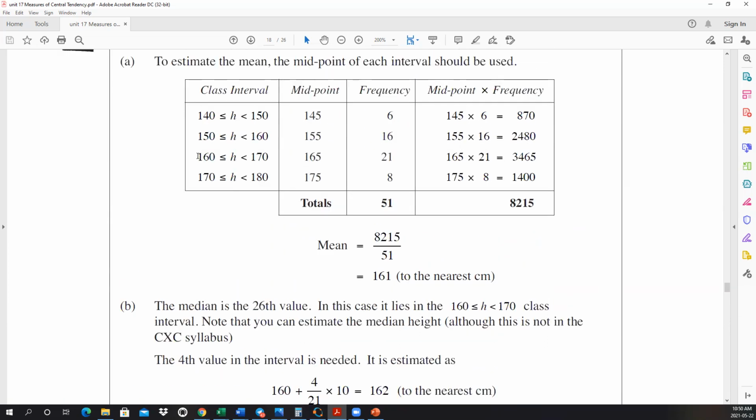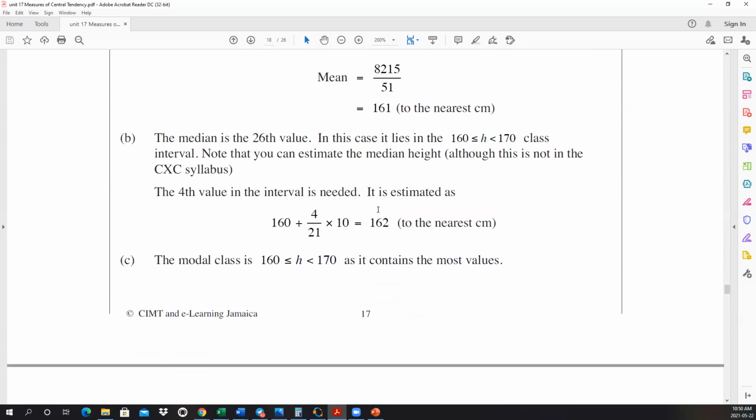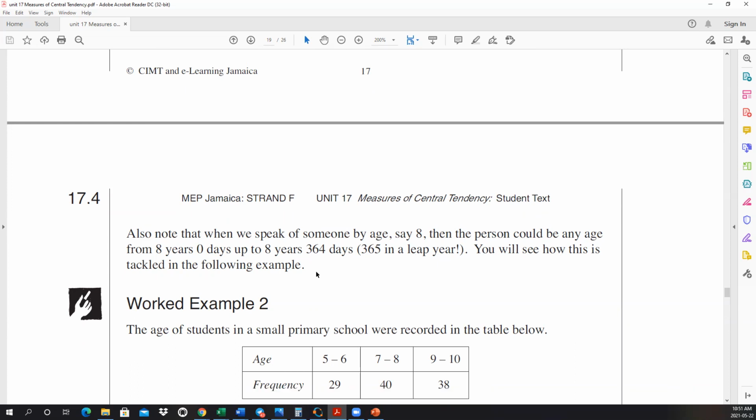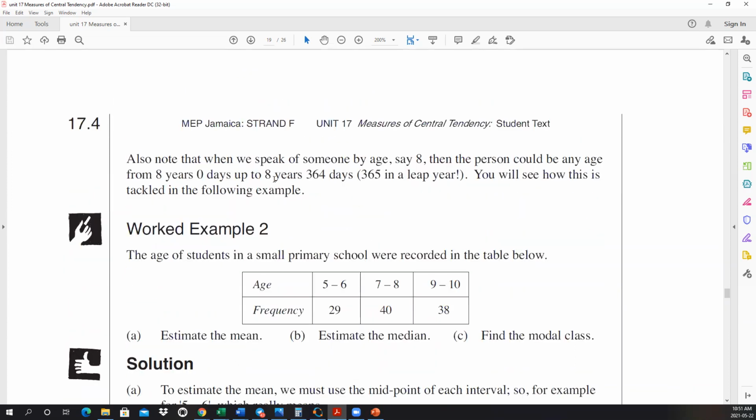See there? 160 to 170 contains 21 values. So that's clear. Also know that when we speak of someone by age, say 8, then the person could be any age from 8 years, 0 days, up to 8 years, 364 days. And then it's 365 in a leap year. You will see how this is tackled in the following example, right?